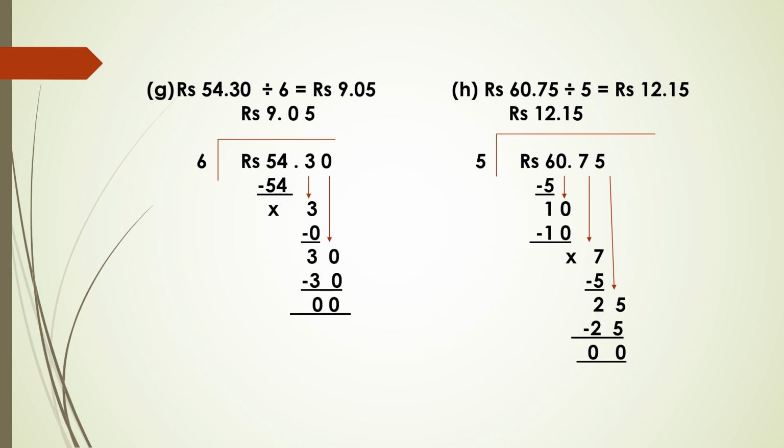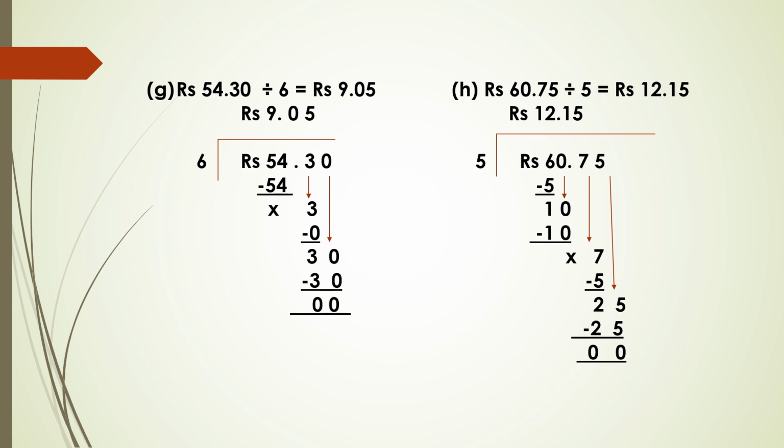H part, 60 rupees 75 paisa divided by 5. Now children, divide it. 5 ones are 5, because 5 twos are 10 is greater than 6. So you cannot subtract it. So in this case, you will bring 5 down. So 5 ones are 5. 6 minus 5 is 1. After that 0 is there. Bring that 0 with 1. So it will become 10.